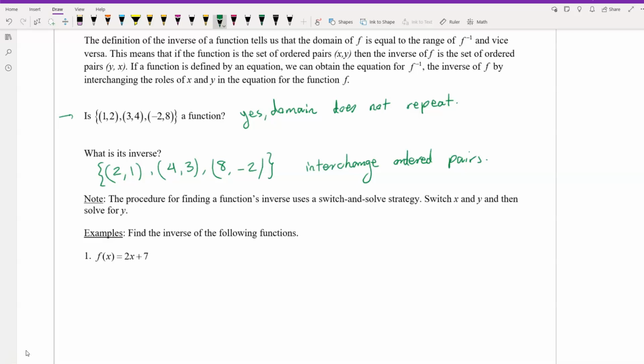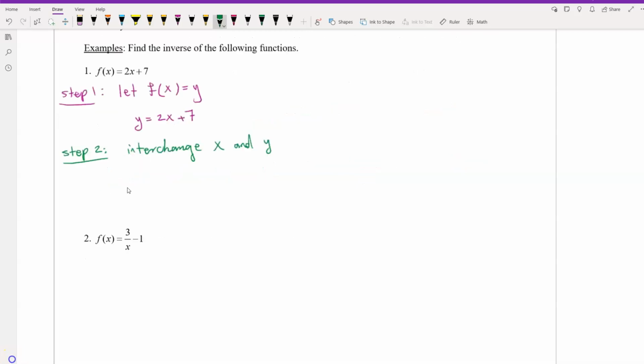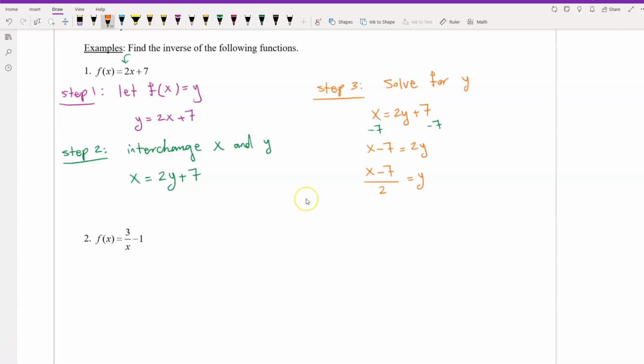Note the procedure for finding a function's inverse uses a switch and solve strategy. Switch x and y and then solve for y. Example, find the inverse of the following function. f(x) is equal to 2x plus 7. Step 1, let f(x) equal y. So y is equal to what was given here, 2x plus 7. Step 2, interchange x and y. So instead of y, we have x. Instead of x, we have y. Step 3, solve for y.